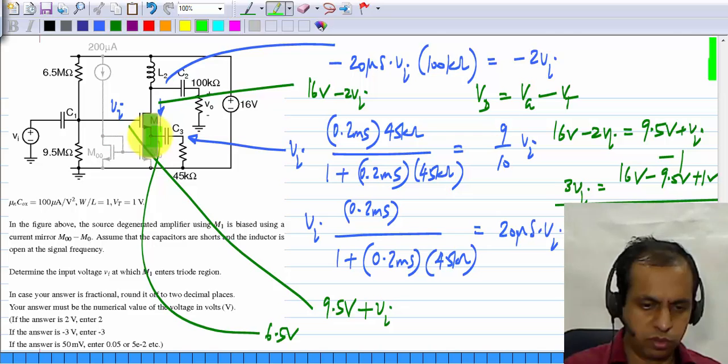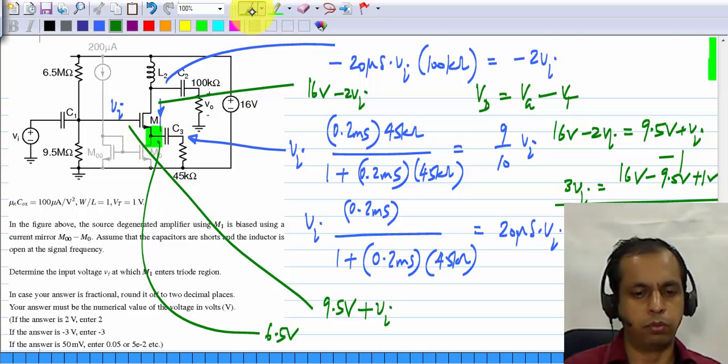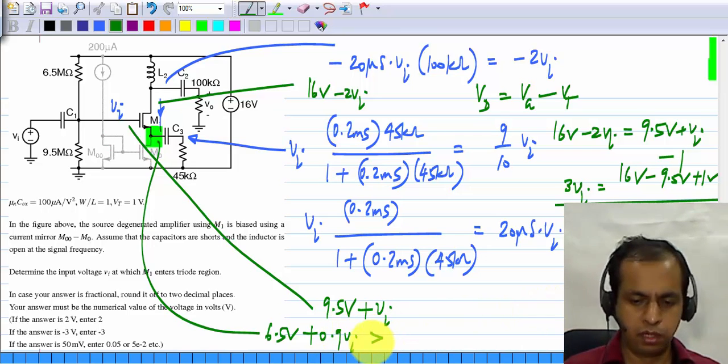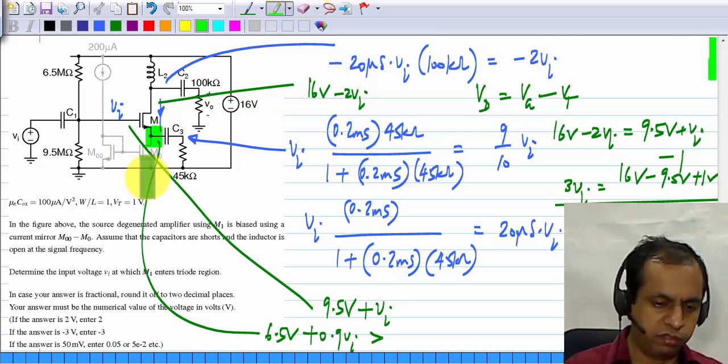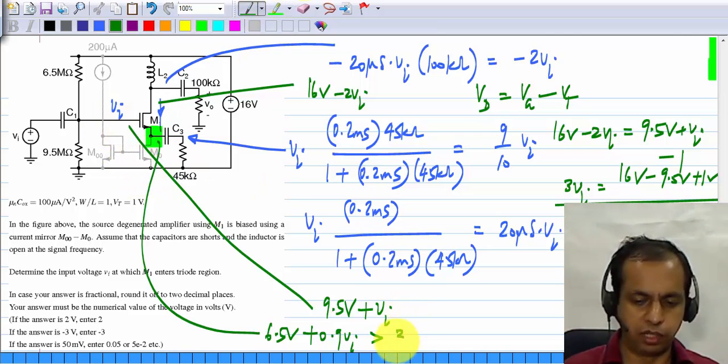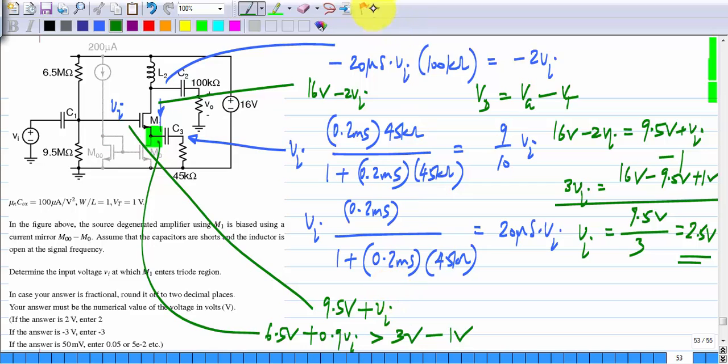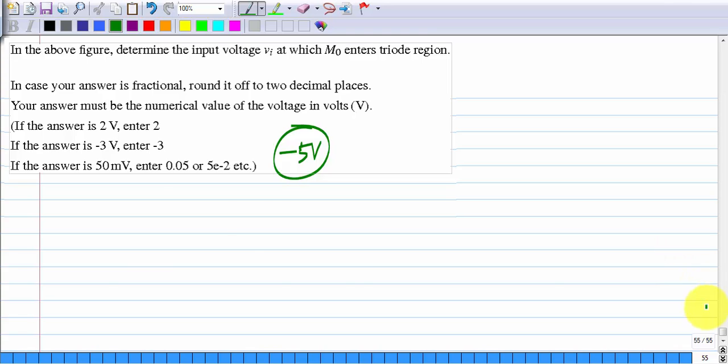And we already know what the incremental voltage here is, that is 0.9 times Vi, and the total has to be greater than Vgs of M0, which you can easily calculate to be 3 volts, minus Vt, which is 1 volt. So M0 just enters triode region when this is an equality, or Vi equals 2 volts minus 6.5 volts divided by 0.9, or 5 volts. The answer is minus 5 volts.